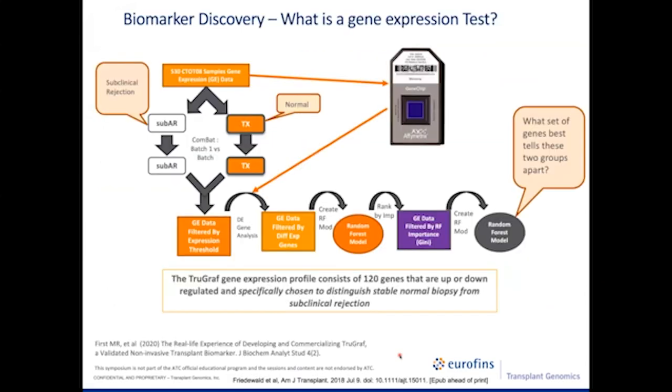So how did we discover the test, and what is the test? TruGraf is a gene expression test, and the way we did this is we got a large group of patients from these trials, a bunch of patients that had normal biopsies, normal function, and stable function.